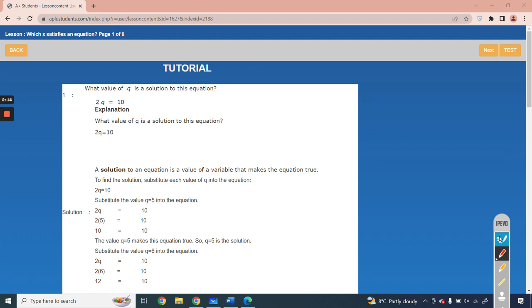A solution to an equation is the value of the variable that makes the equation true. Got it? You have to substitute different values of q, and look if the equation is true. The equation must be balanced. Let's start with, for example, q is 3. Let's replace q with 3. 2 times 3 is 6. They are not equal. That means 3 is not the solution of the equation, because 3 doesn't satisfy the equation.